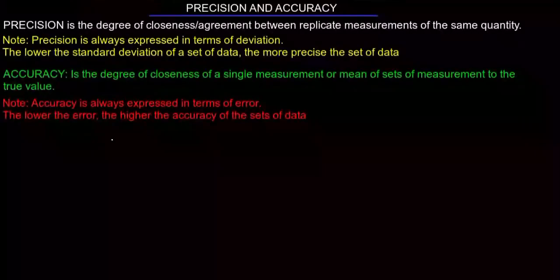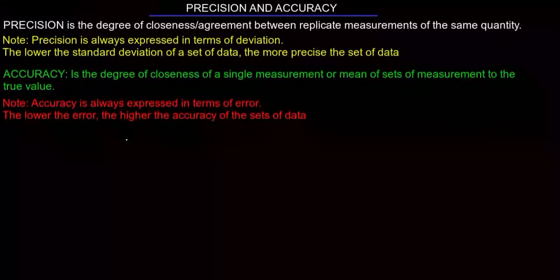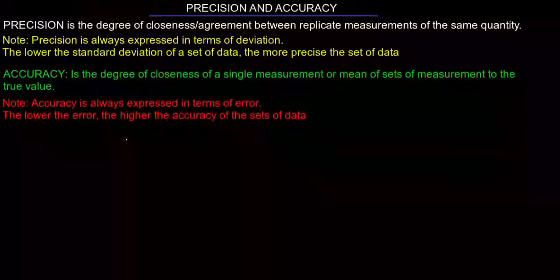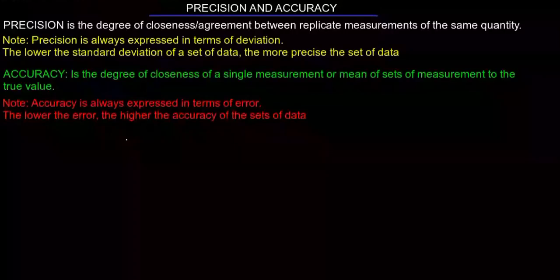Now, let me take for instance that you take just one measurement. The closeness of your measurement to the true value is what we call accuracy. Now, if you are taking several measurements, let me take for instance that you are asked to take 3 measurements of the same quantity using the same equipment. After taking those 3 measurements, if you take the average or the mean, and your result is very close to the true value, then we'll say your result has high accuracy. But if it is far, it has low accuracy.